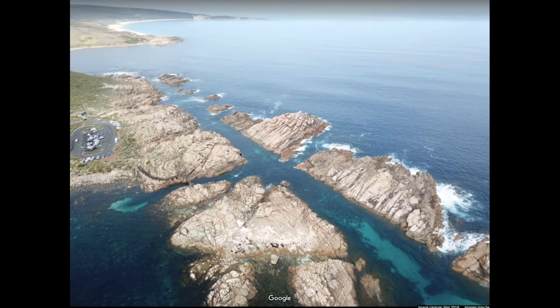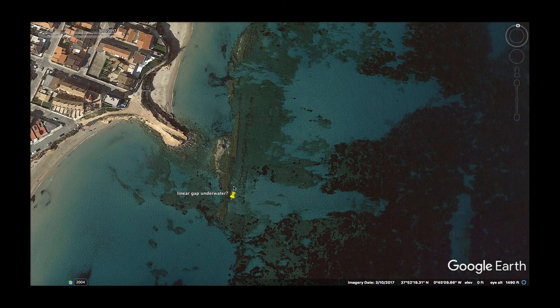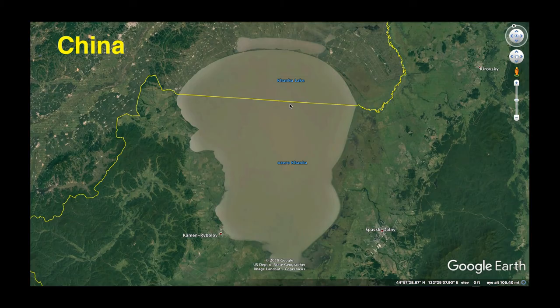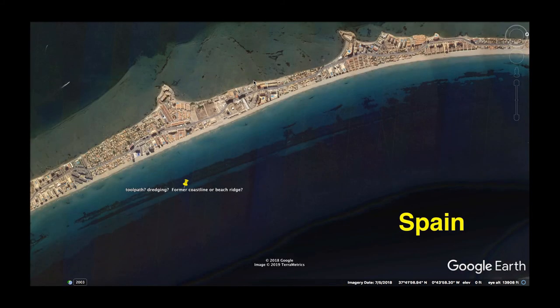So that, pretty cool. Okay, so Spain, we have this area which has a very clean sweep mark or artificial mark, it would appear. Potentially either dredging or a former beach ridge, and I'll give you a look at that. And then here, further down the coast, we have stuff like this, so that may be natural or dredging. I think dredging is probably less likely than natural. And there's also the artificial possibility, or artificial weird terraforming. So, yeah, let's head over here. One second, actually. Toolpath dredging.